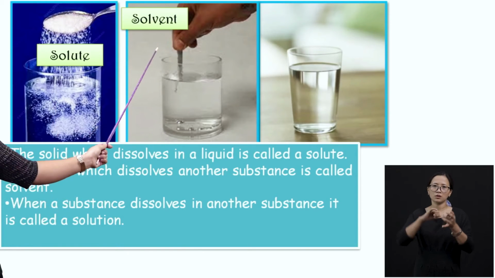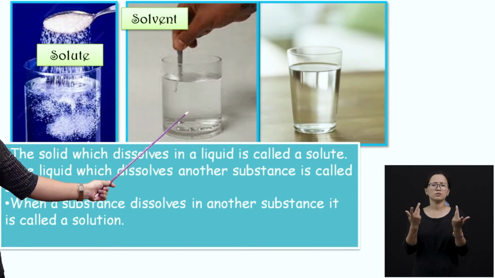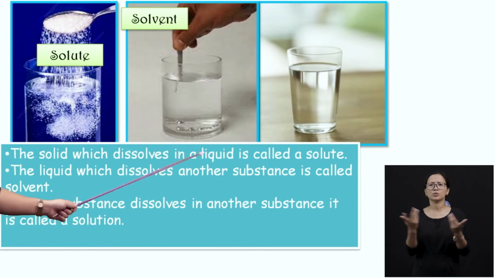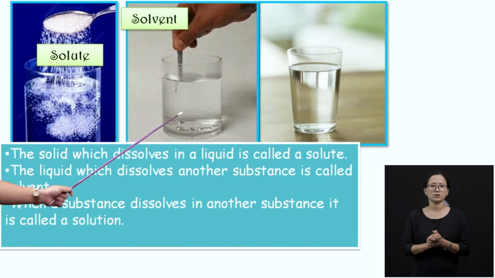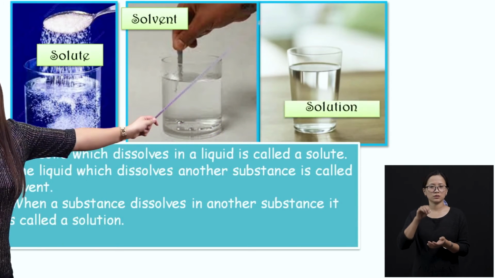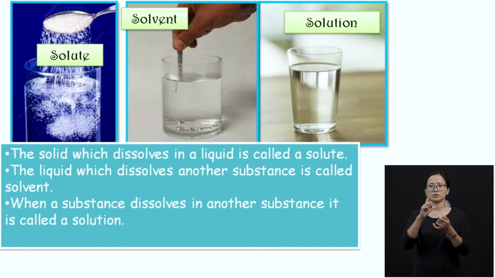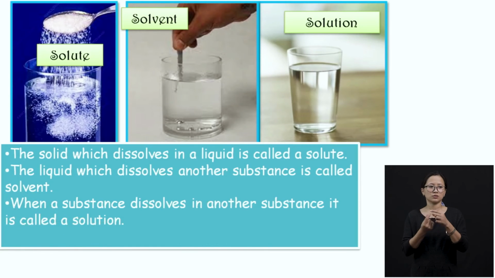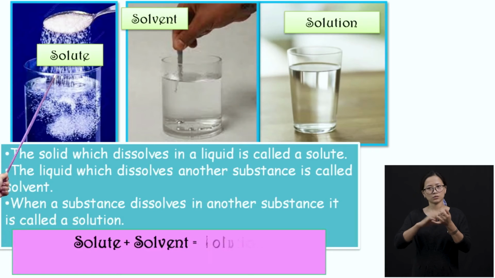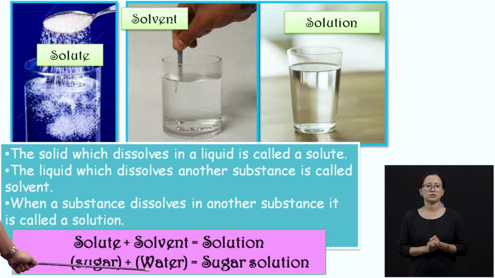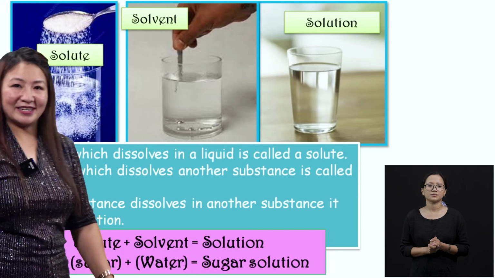We call this a solvent. What is a solvent, children? The liquid which dissolves another substance, whether it is sugar or salt, is called a solvent. So here water is the solvent, sugar is the solute. And if you mix this together, you get a sugar solution. We call that a solution. When a substance dissolves in another substance, it is called a solution. So solute plus solvent will give you a solution. Solute is the sugar, solvent is the water, and you get the sugar solution.